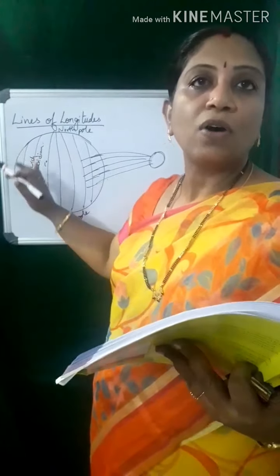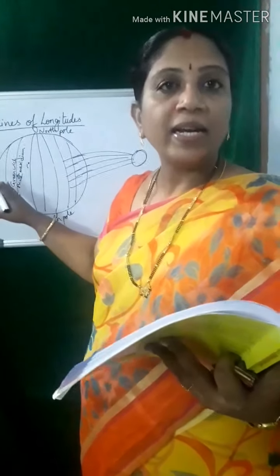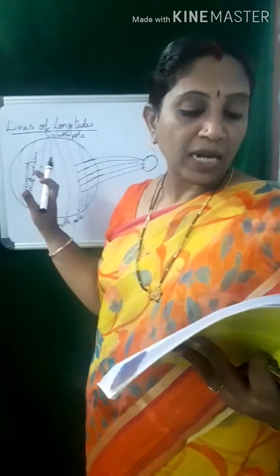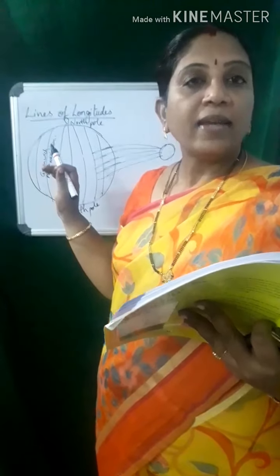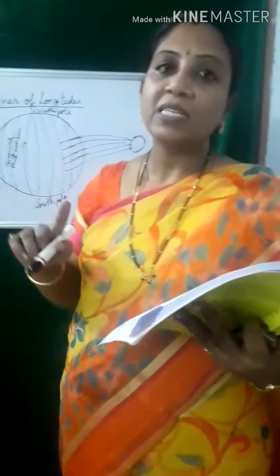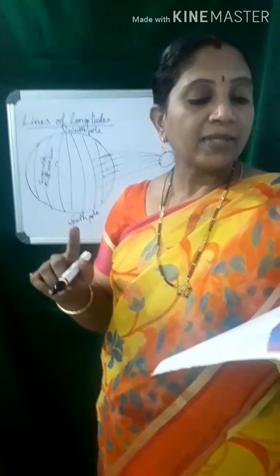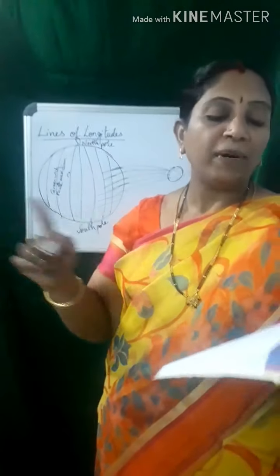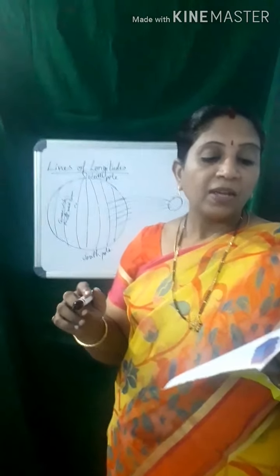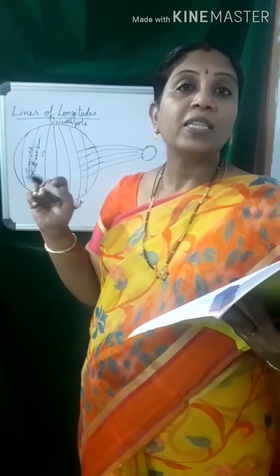When the sun's rays fall directly on a meridian, all the places on that meridian have the same time. And the earth takes 24 hours to complete a rotation. Already in the previous classes you learned, children. So how much time does it take? It takes 24 hours to complete one rotation. That means it takes 24 hours to turn 360 degrees.